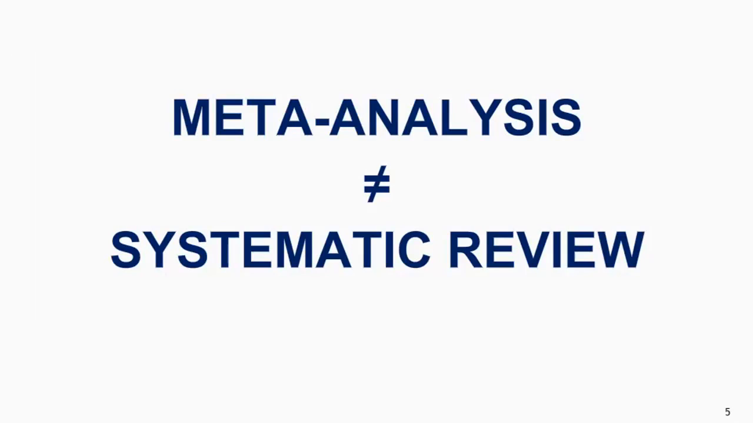And as I've said before, meta-analysis is not the same as systematic review. A meta-analysis always requires a systematic review, but not vice versa. That is, a systematic review does not have to have a meta-analysis. So what is a systematic review if it's not a meta-analysis?